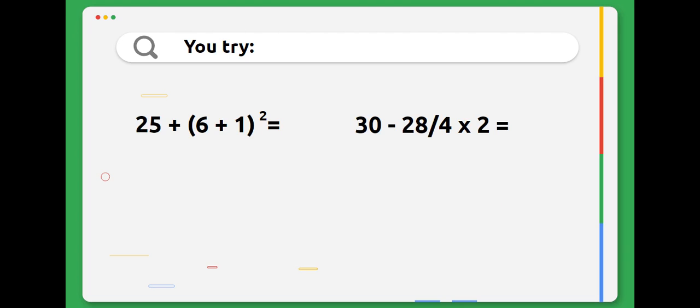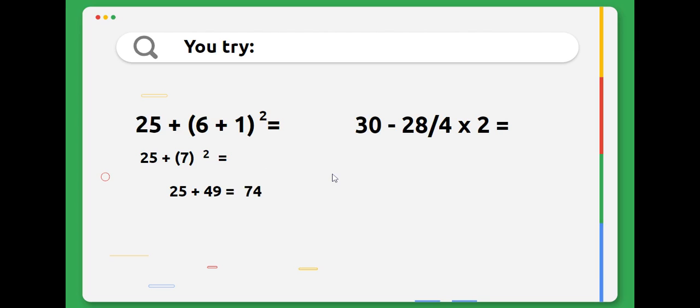All right, you try. Go ahead and pause this video right now and try this first one and then come back and see me. Don't do the second one, just do the first one. All right, so you should have completed the stuff in the brackets first. So it should have been 25 plus 7 squared equals, then you should have done the exponent. 7 to the second power is 7 times 7, which is 49. So then you got 25 plus 49 equals 74.